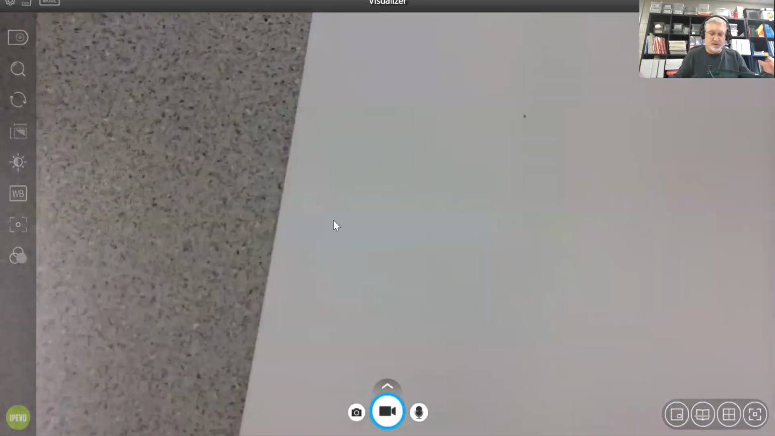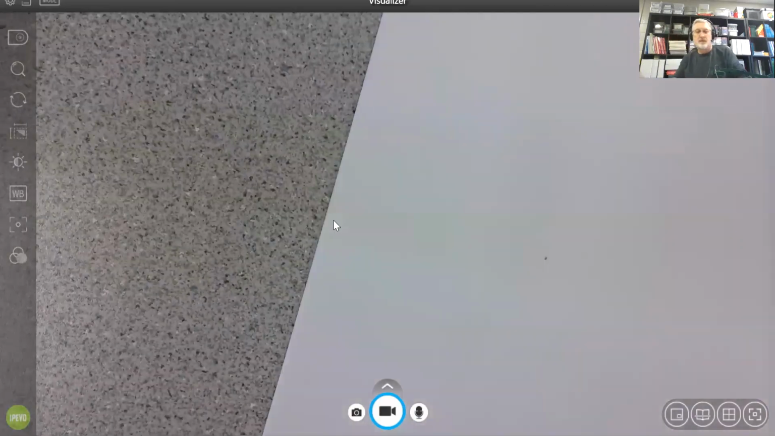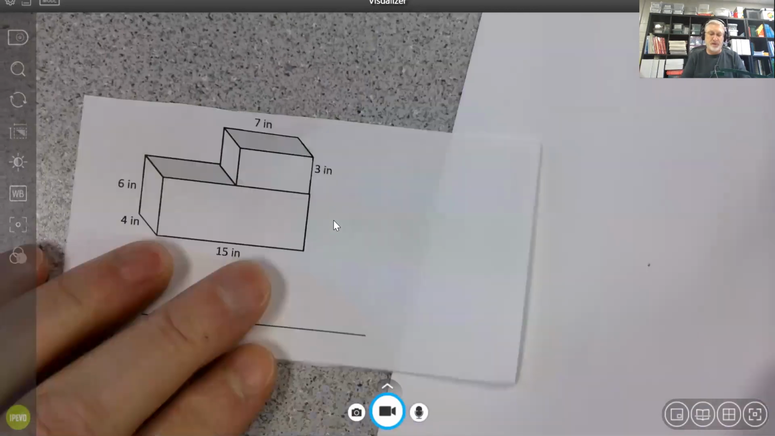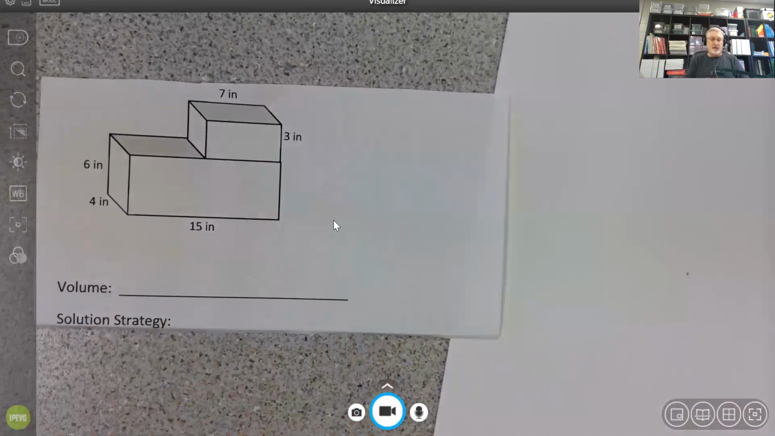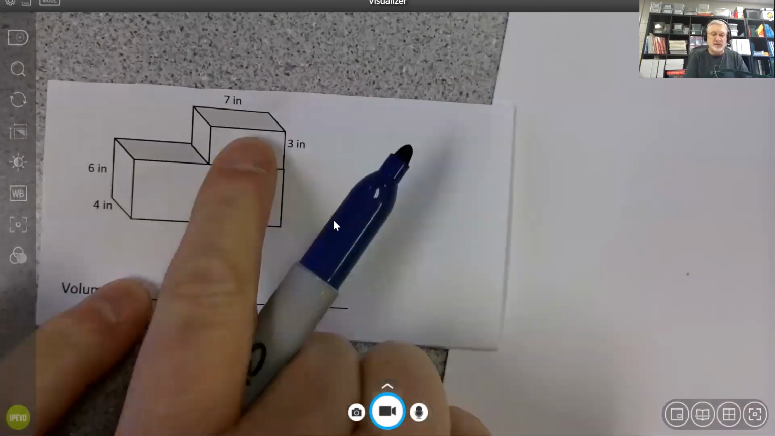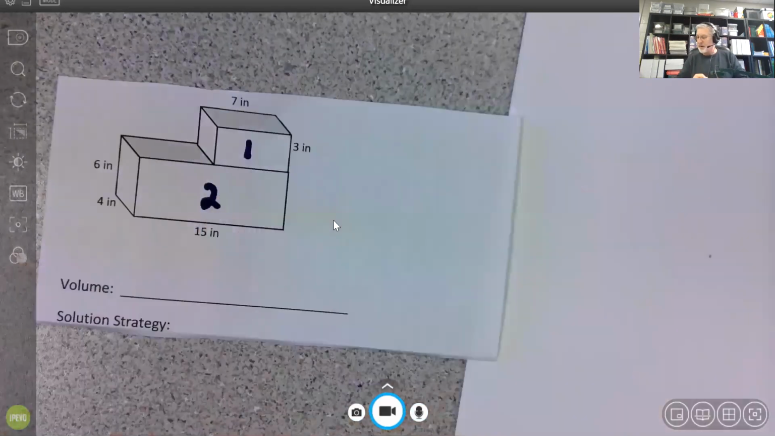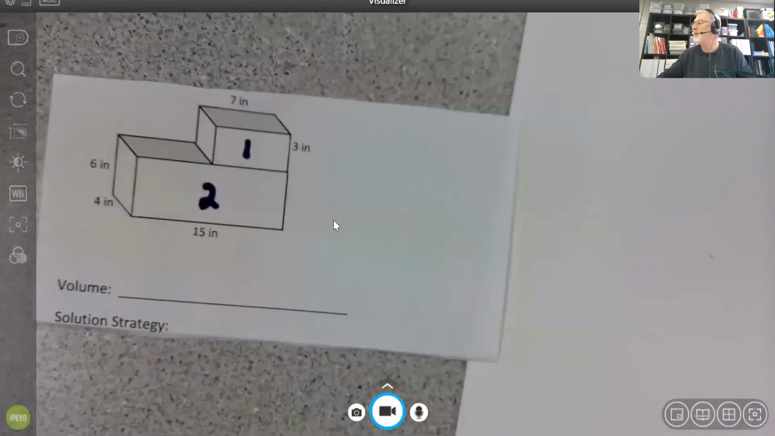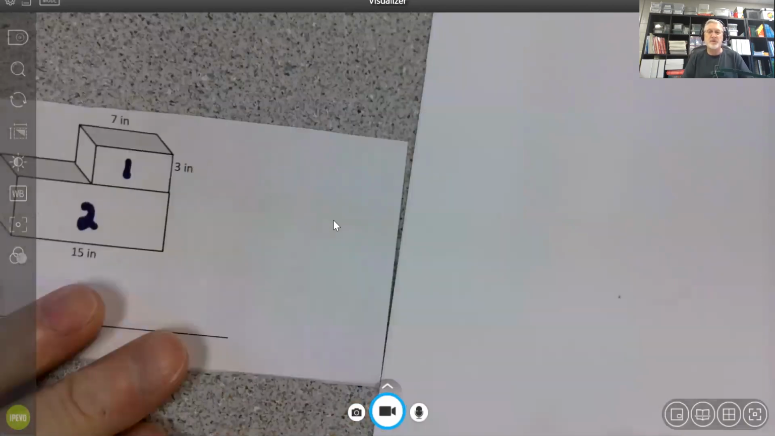Our second one is going to be this shape here. So I have one rectangle and 2 rectangles. All right, I'm going to call this 1 and this 2. It doesn't matter. Okay, so I want to figure out what the dimensions are for my first shape, my first rectangle.